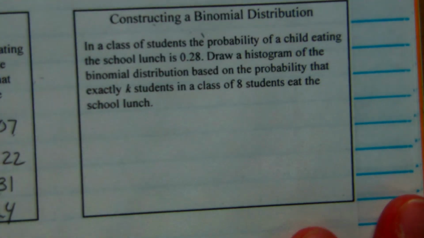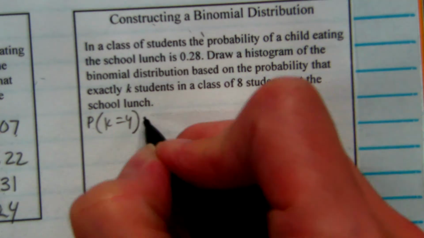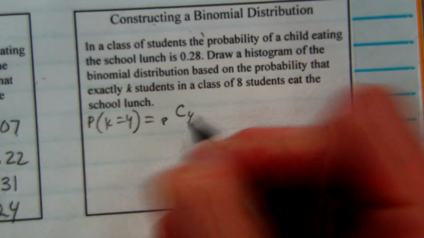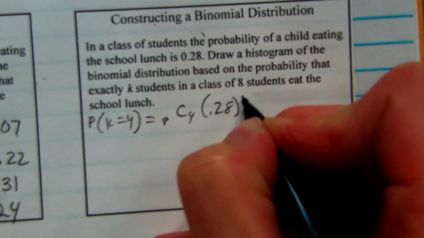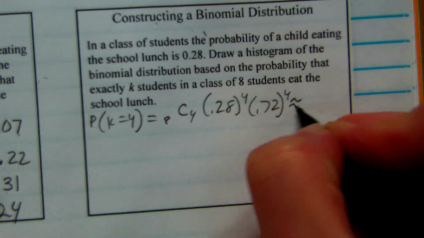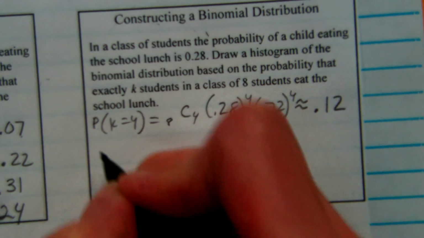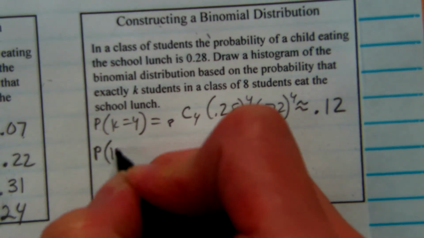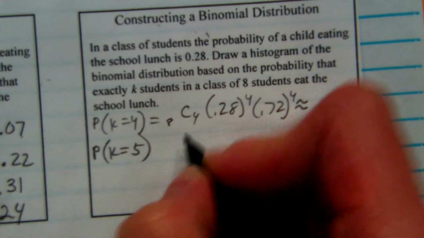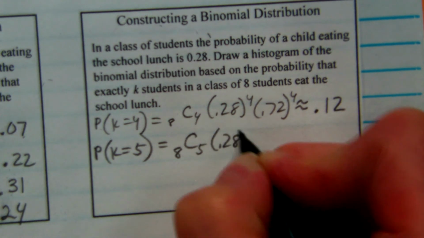I just made 2 boxes for this because I knew it was going to take a while. So then we'll do the probability that 4 kids eat. So you have 8, choose 4, 0.28 to the 4th, 0.72 to the 4th. And that comes out about 0.12. Just kind of hustle through these. 5 kids, you have 8 kids. We're looking for 5 of them eating.